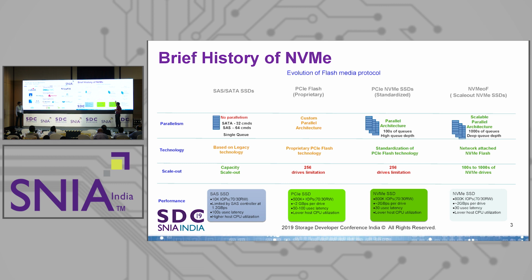But when we talk about NVMe, the theoretical limit is 64,000 queues, and in each queue 64,000 commands can be there. So you can see the difference between the architecture that is made from the very scratch, how efficient it is. As I mentioned, this was standardization of PCI flash technology, and there were drive limitations on how many can be attached. We were having a good number of IOPS, good throughput, very low latency and lower host CPU utilization.